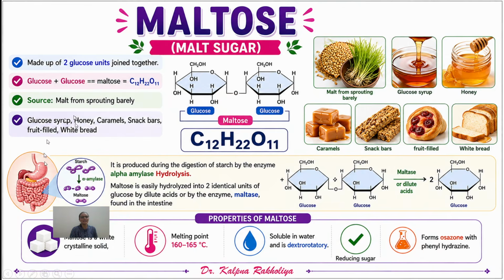So here you can see that this is starch. Alpha amylase will break it down into maltose. Maltose further breaks down in the intestine by the enzyme maltase, which converts it to glucose units, right?